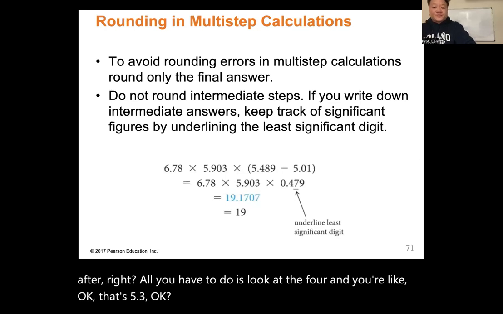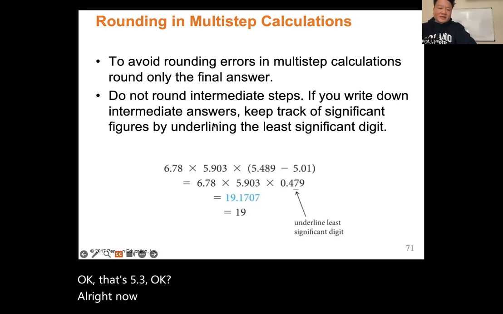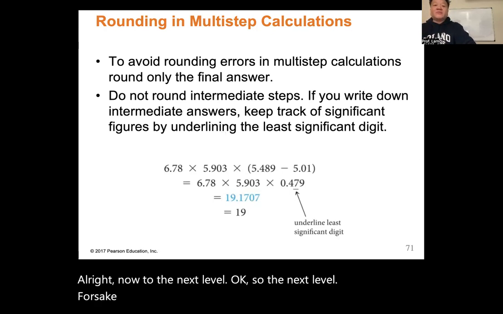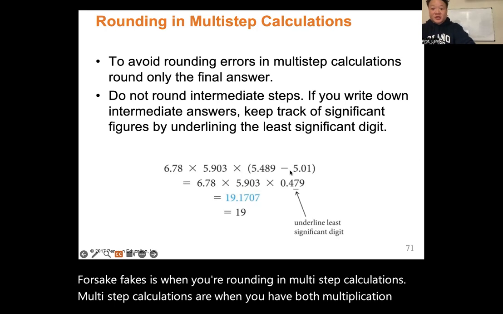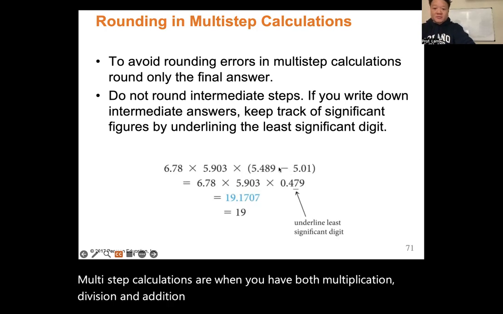All right. Now to the next level, okay? So the next level for sig figs is when you're rounding in multi-step calculations. Multi-step calculations are when you have both multiplication, division, and addition, subtraction in your problem, okay?